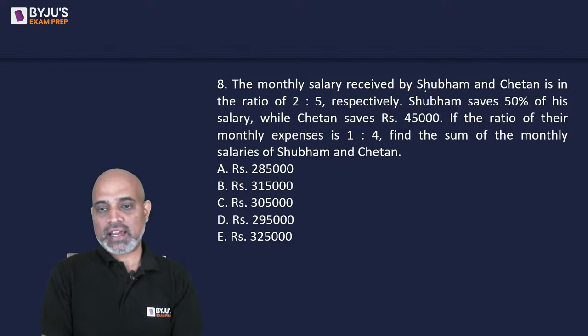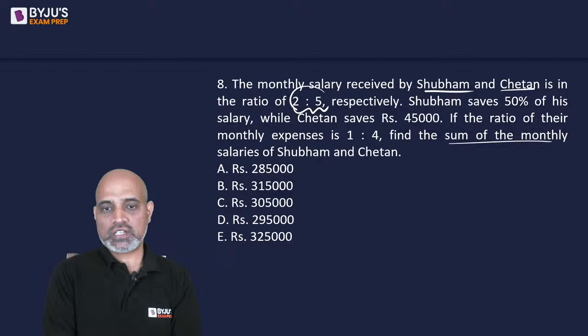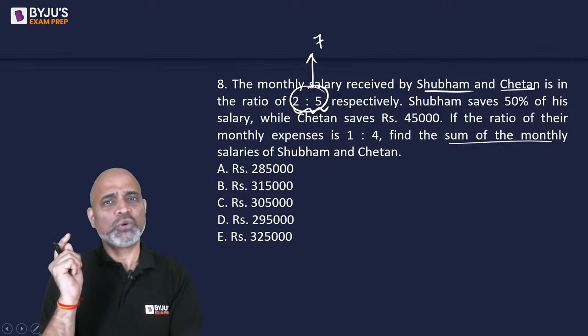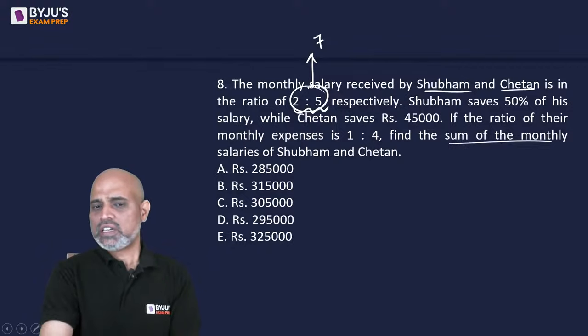So the monthly salaries of Shubham and Chetan are in the ratio 2:5, and we are asked for the sum. So what is the sum? The sum looks like 7 rupees. So if the ratio value that we see is 7, then the actual value will be in the table of 7. Tell me which option makes sense.